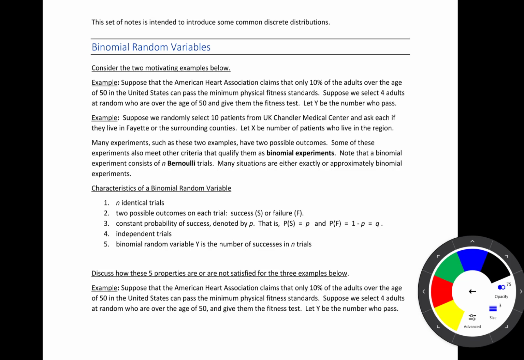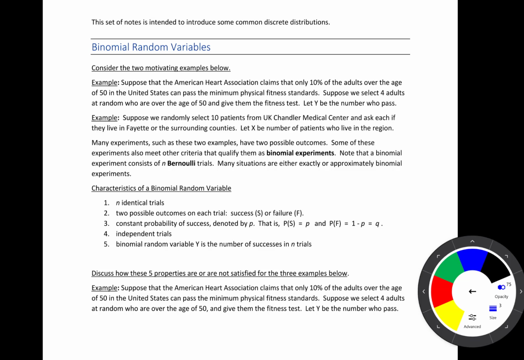The first one we've seen before. It says, suppose that the American Heart Association claims that only 10% of adults over the age of 50 in the United States can pass the minimum physical fitness standards. And suppose we're going to select 4 adults at random who are over the age of 50 and give them a fitness test, and we're going to let Y be the number that pass.